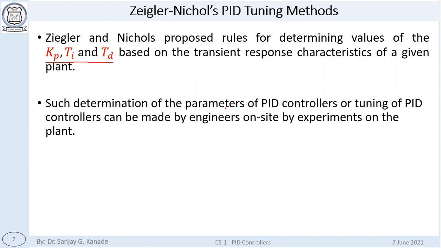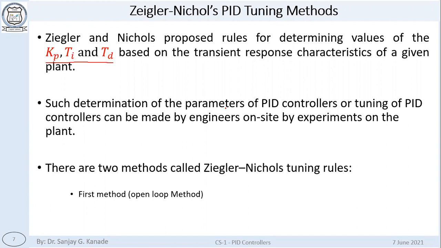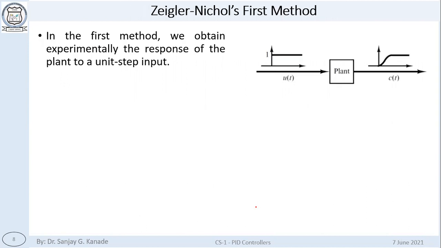You can also perform simulation of that, right? Then it would be much simpler to perform the PID tuning. So the two methods proposed by Ziegler-Nichols are two methods for PID tuning. The most common ones are, the first method is the open loop method and second is the closed loop method. So let's see the first method of PID tuning proposed by Ziegler-Nichols.